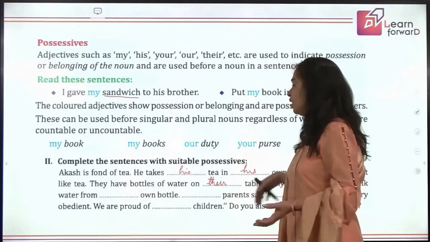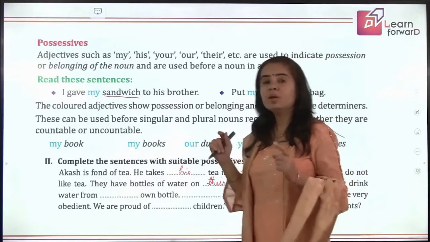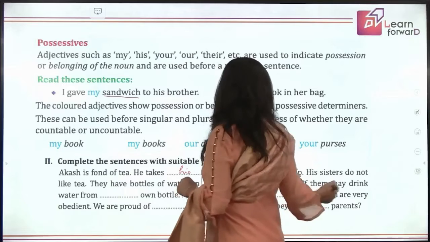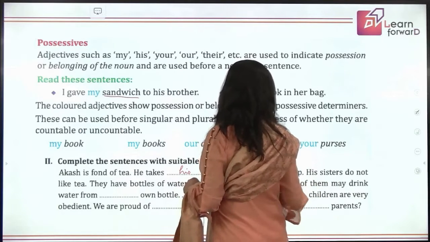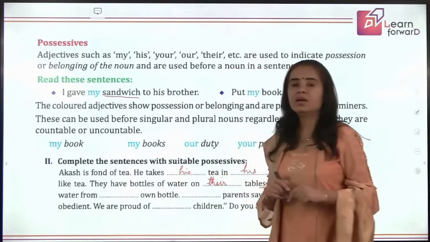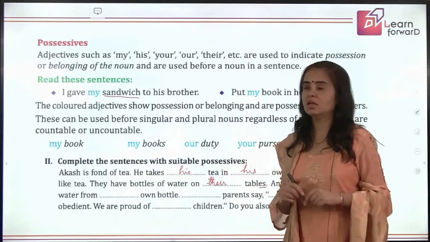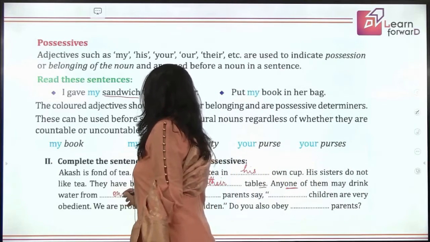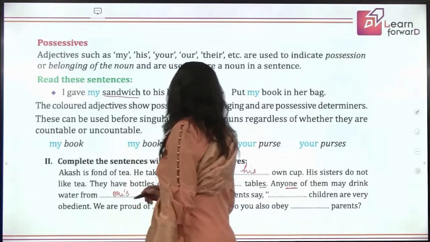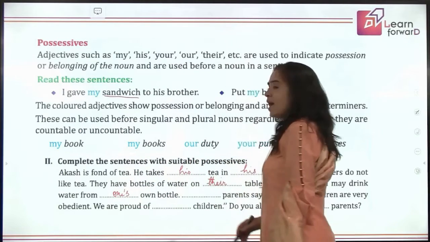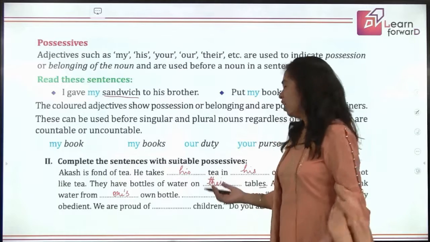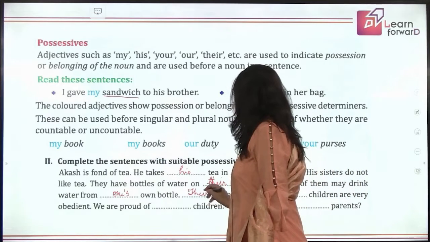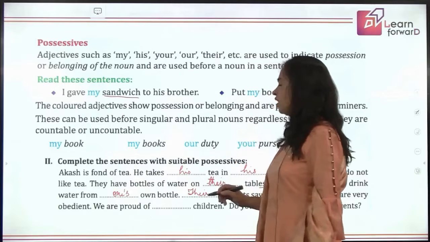Anyone can drink water from. It will be one's own bottle, right? So we will not use his or her because we are using here any one of them can drink. So from one's own bottle. Dash parents say. Whose parents say? Of course, we are talking about the children. So their parents say dash children are very obedient.